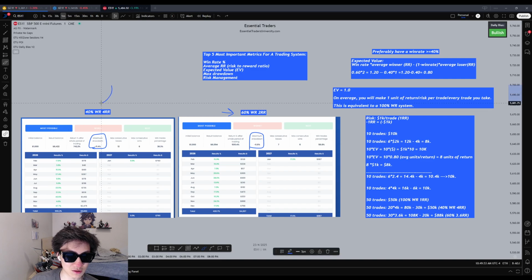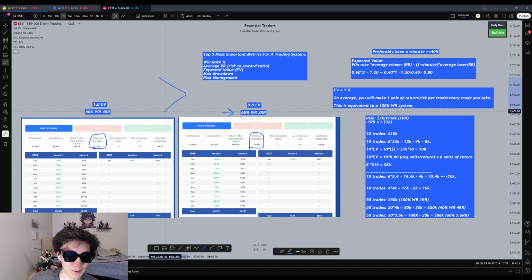This system here, we calculated earlier, was the 1.0 EV system. This here was the 0.8 EV system. So let me write that here so you guys can see this. You can clearly see that the system on the left, even though it has a lower win rate, has a higher risk reward, and that combination just happens to give you a higher expected value. Therefore, you make more money trading this system.